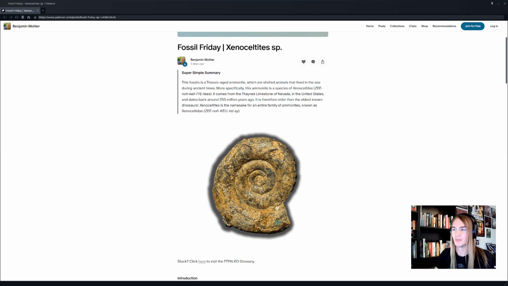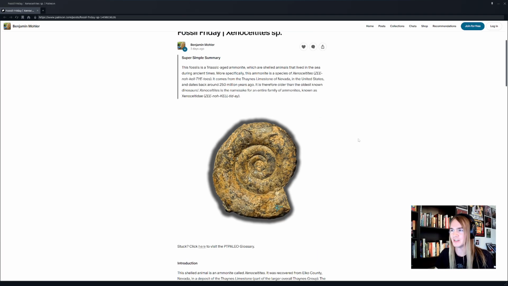So the super simple summary is that this fossil, see right there, I immediately see a typo that I'm going to go and fix later. This fossil is a Triassic aged Ammonite, which are shelled animals that lived in the sea during ancient times. More specifically, this Ammonite is a species of Xenoceltites.